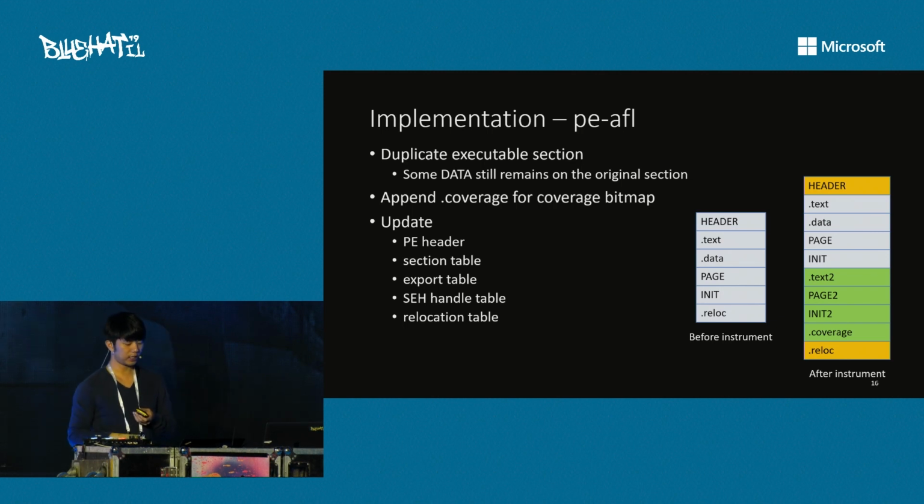Then I append a new section, .coverage, to save the coverage bitmap and some variables that I use. Then the PE header and some related tables have to be updated, such as the section table, export table, SEH handler table, and relocation table. Most of the updates are from old addresses to new ones. The picture on the right-hand side shows before and after. The yellow part is the update, and the green part is the appended part.